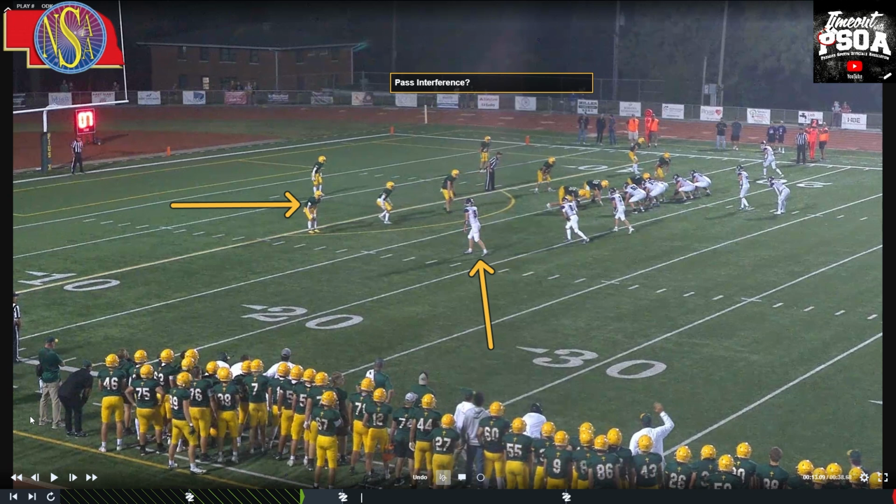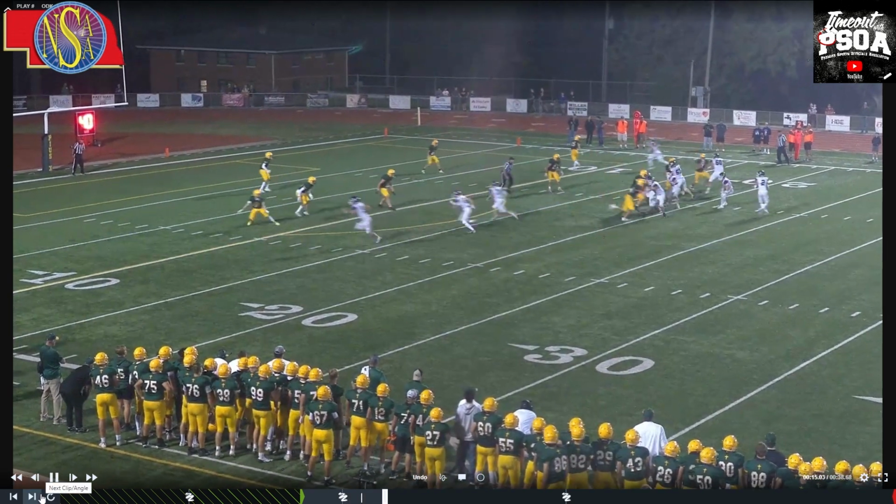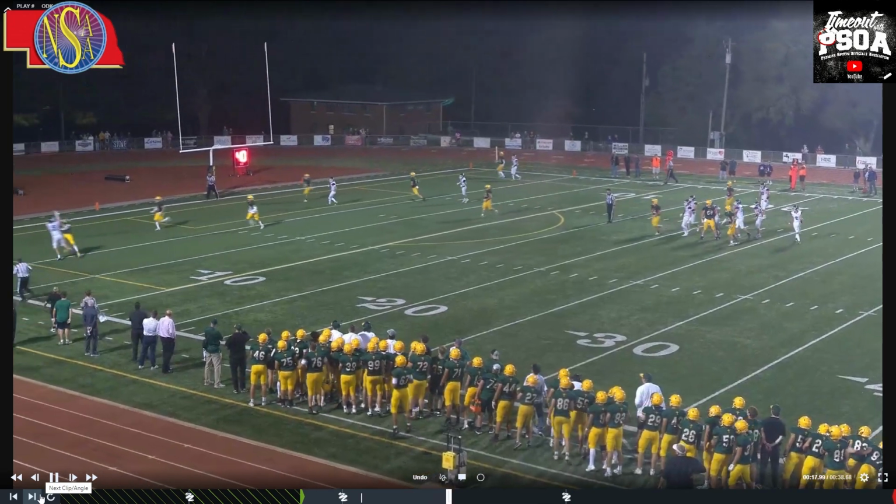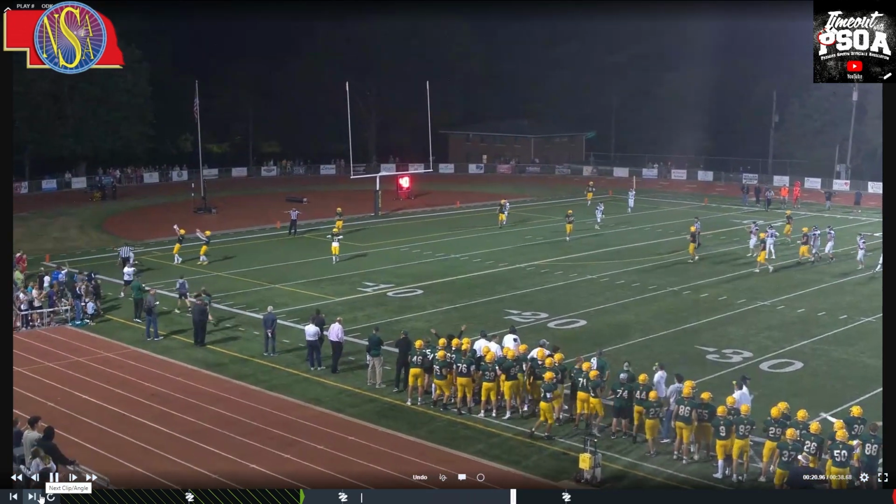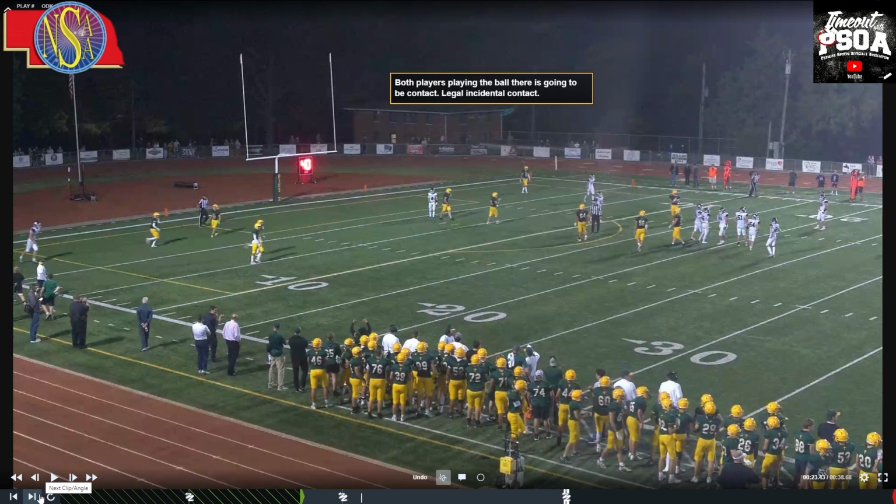Going back to that pass interference, what are we to allow, what are we not to allow? So we have these two players that are both playing the ball, both contacting each other, both going up for the ball. This is correctly ruled. No pass interference on the offense, no pass interference on the defense. Both players gave a bona fide effort to play the ball, go for the ball. Was there contact? Absolutely. But it was legal, incidental contact with each other while playing the ball. Correct no call, no pass interference on either player.